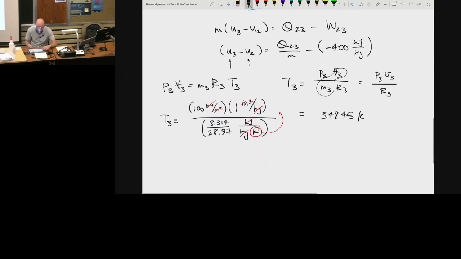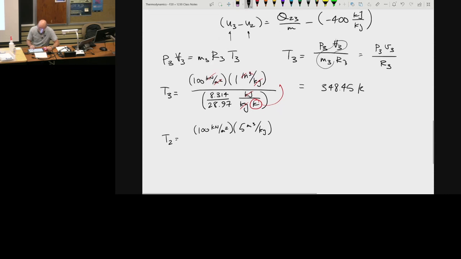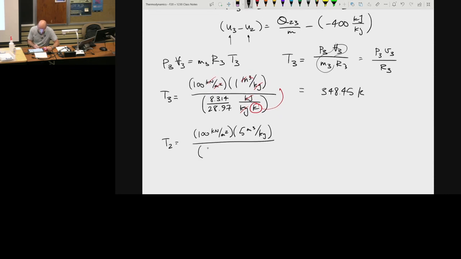Now, T2. We're also at a pressure 2, which is 100 kilonewtons per meter squared. But at state 2, the specific volume is 5 meters cubed per kilogram. And then we're going to divide by 8.314 divided by 28.97 kilojoules per kilogram Kelvin.